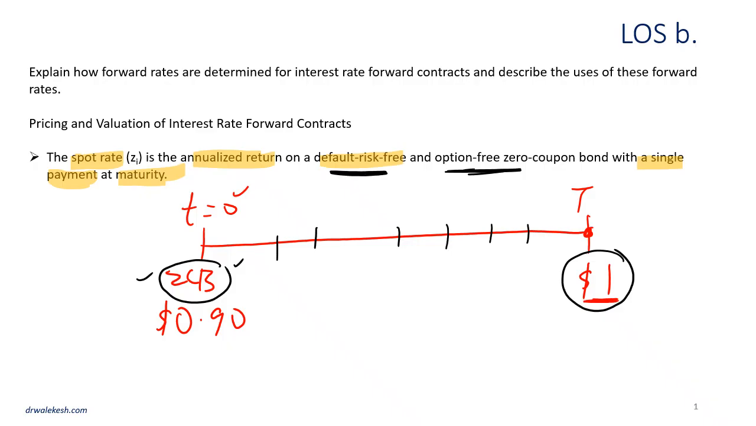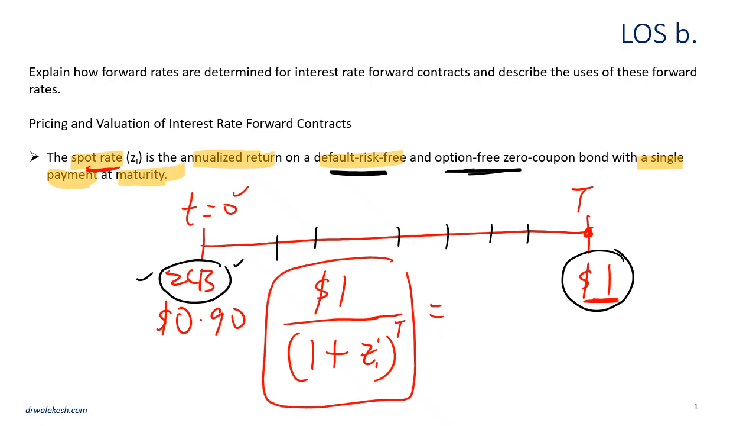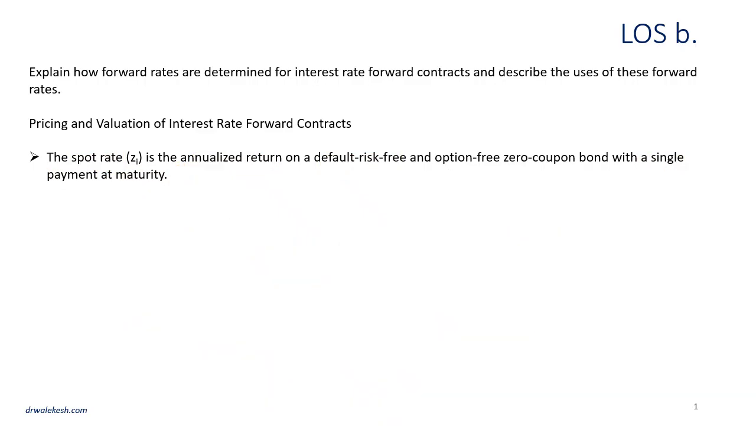If we are to discount this $1, which is in the future, back to today, we would discount it using the spot rate. So discounting it using the spot rate is expected to give us the value today, which is 0.90. So the annualized return that you earn from this investment is what we call the spot rate.